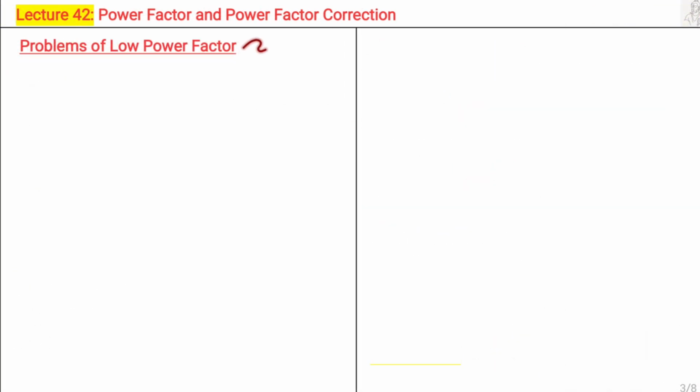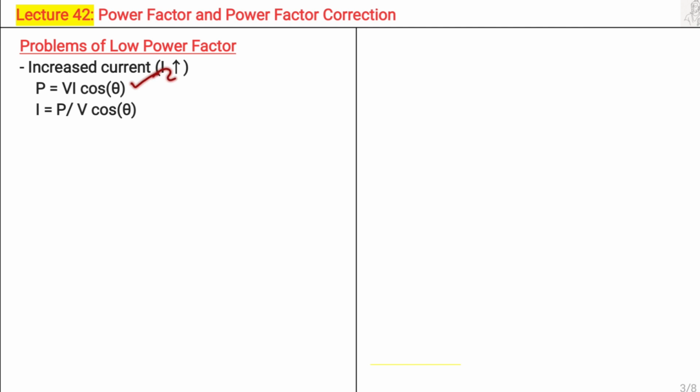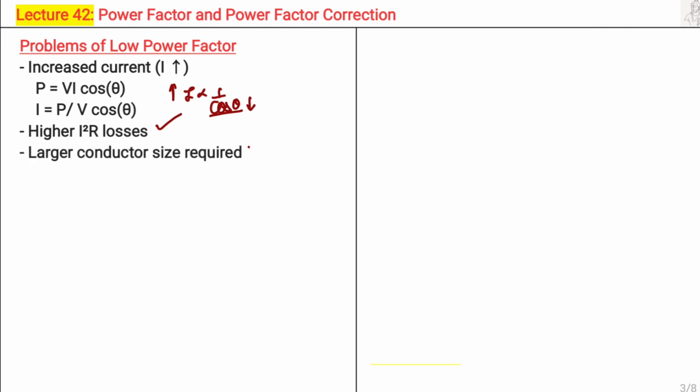Now let's move on to problems of low power factor. We know that real power is equal to VI cos theta. So from here I is equal to P by V cos theta. So I is inversely proportional to cos theta. Therefore, if cos theta decreases, the current will increase. That means that when power factor decreases, the current will increase, which will lead to higher I square R losses, due to which we will require higher conductor size, and the voltage regulation will be poor. That means that the receiving end voltage will be much less than the sending end voltage due to higher voltage drops.